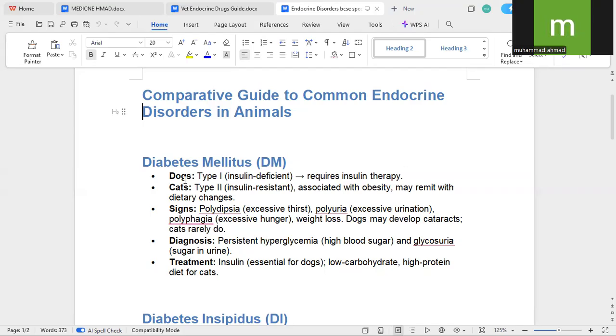But in cats, there is diabetes type 2. The body cells never respond, or respond poorly, to glucose. So here obesity and fat deposition are the risk, and some cats can even go into remission. So dietary change and insulin therapy are most important in the cat.